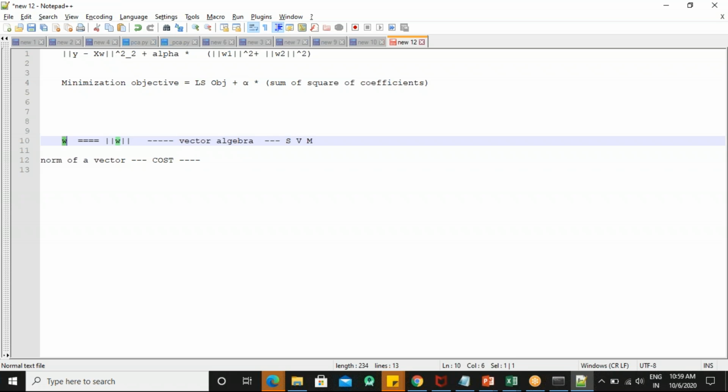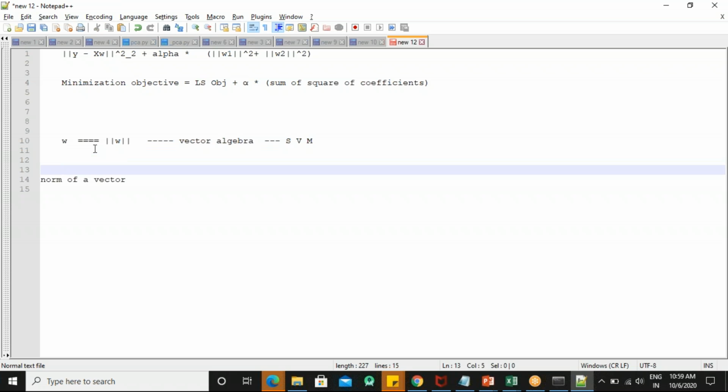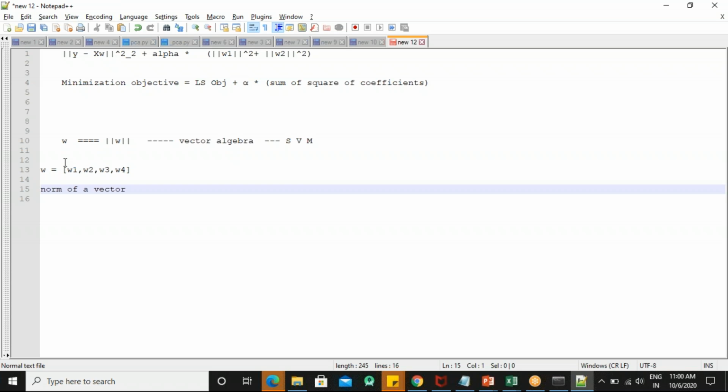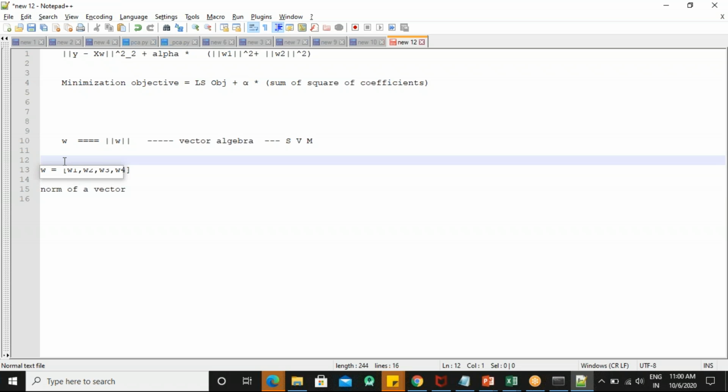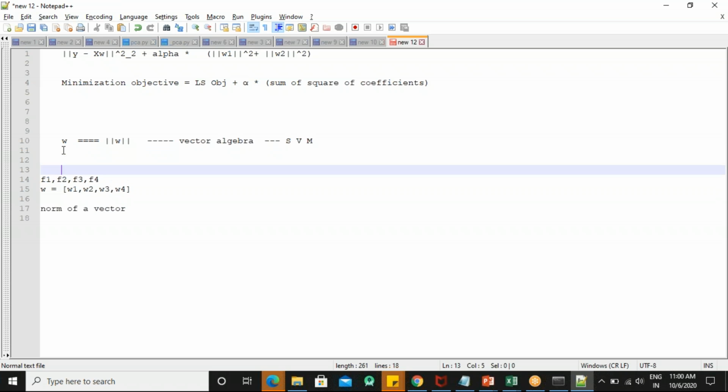So if W is a vector, then this represents the norm of a vector. Now, what is the norm of a vector? Before understanding that, you should know what W is. I'm saying W is a weight vector, as in W1, W2, W3. If you're not getting this much mathematics, guys, you can ignore it. Those who can understand it's fine, the rest can read it. So if you have a model that wants to predict with 4 features, F1, F2, F3, F4.